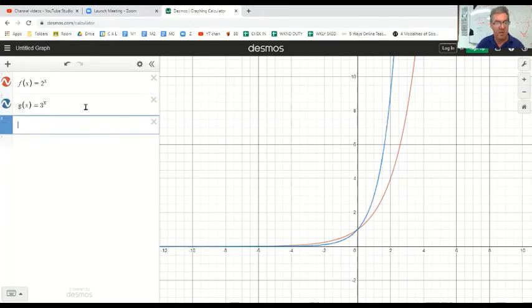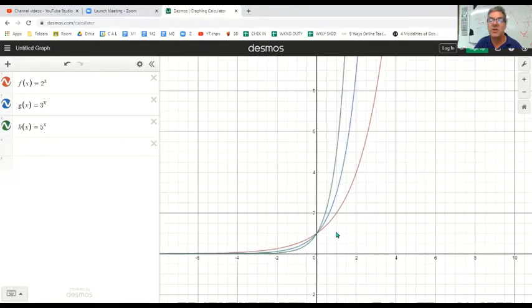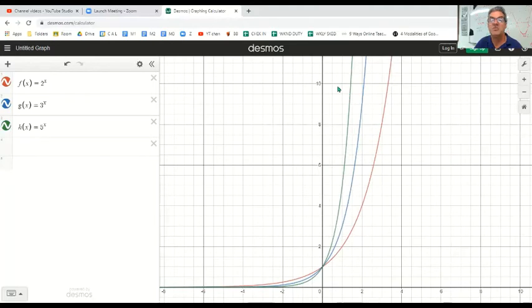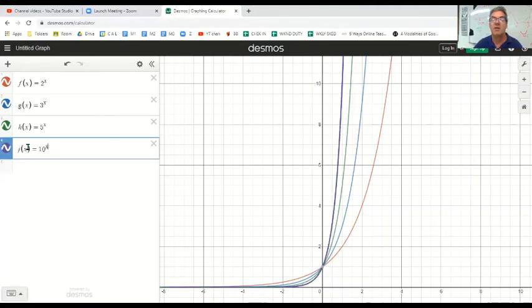Let's throw another one on there. How about h of x equals, I don't know, let's try 5 to the x. Check that one out. This is the green line. And guess what? It's still going through 0, 1, but it's rising much, much more steeply than 2 to the x and 3 to the x do. Just for grins, let's try j of x equals 10 to the x. And that's the purple one. And see how that one is even rising more steeply. So this gives you a feel for how these graphs look.